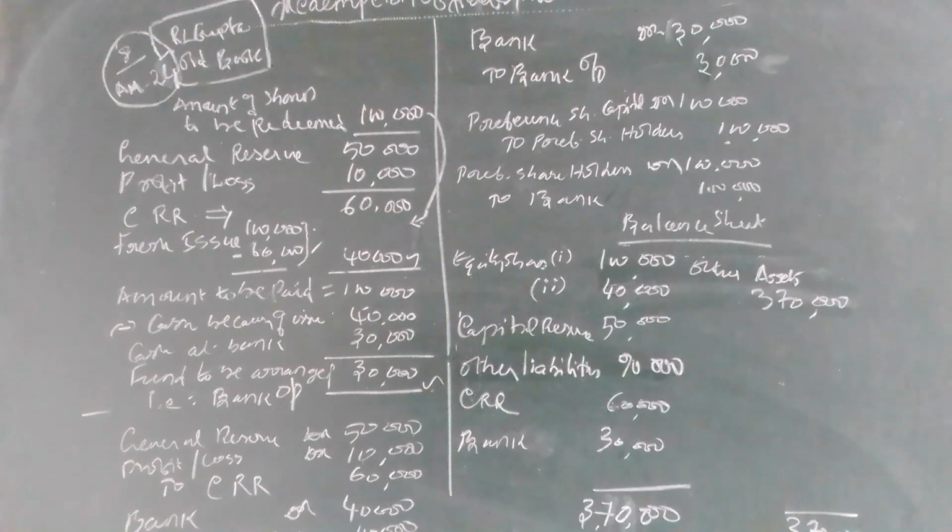Let's move to the next question. Redemption of preference shares. Problem number 8 in Gupta Radhaswamy, old book. In this question we are given the balance sheet and some set of adjustments.